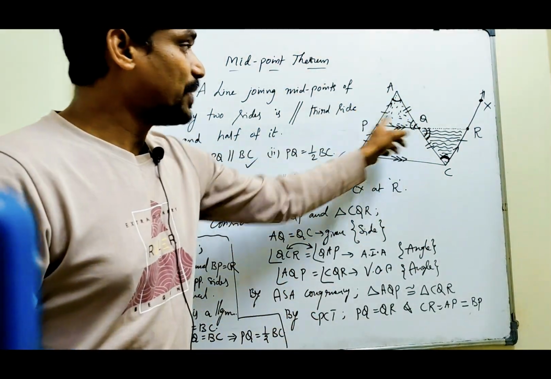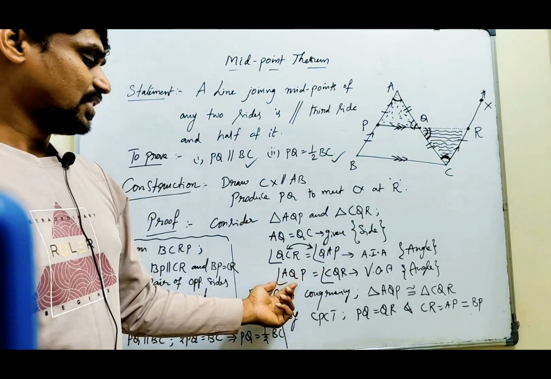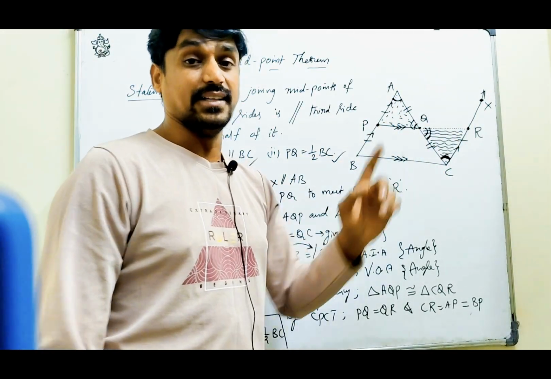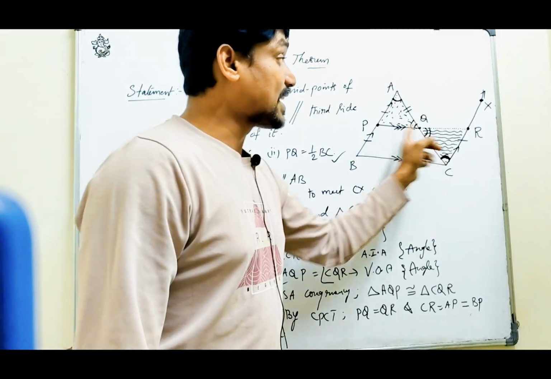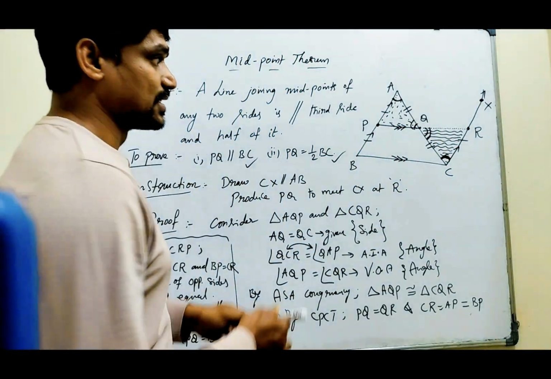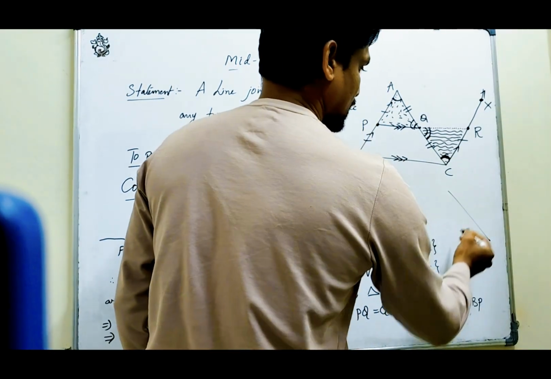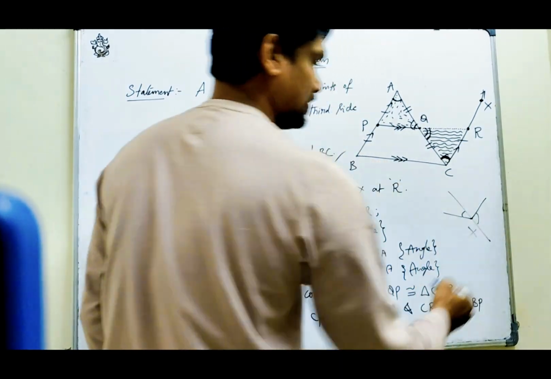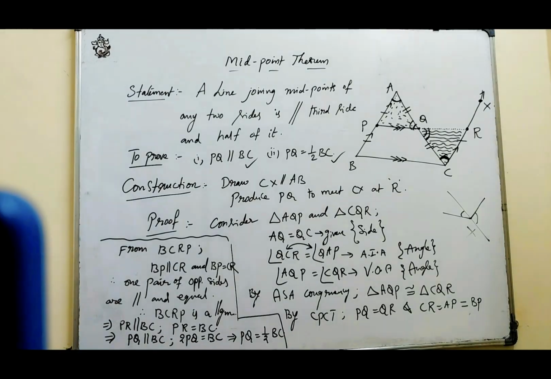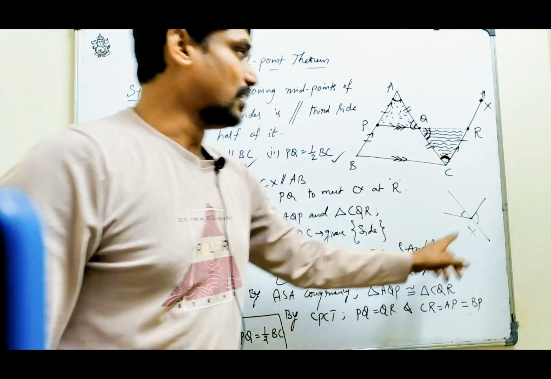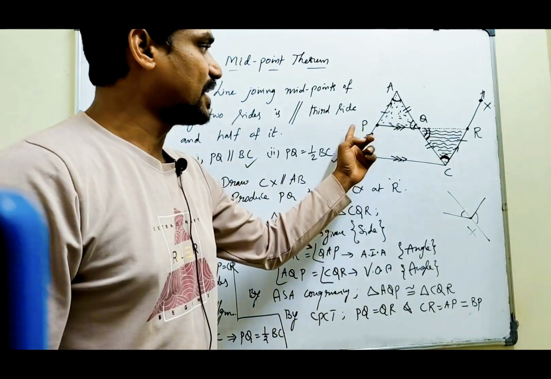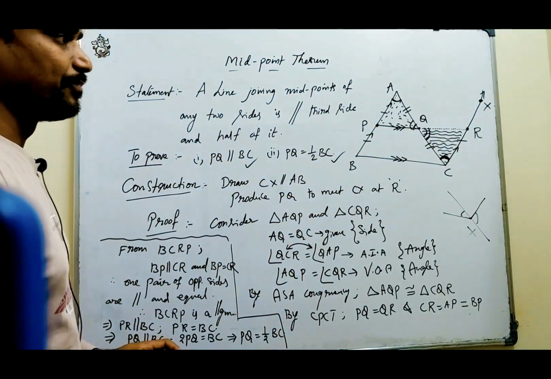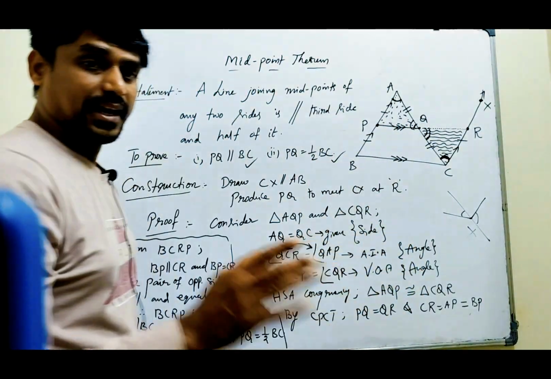Next, AQP is equal to CQR, vertically opposite angles, because these two are straight lines. Remember, both should be straight lines; that's why they are vertically opposite angles. Otherwise, if one is a straight line but the other is not, then these two angles are not equal. Now AC is a straight line and PR is a straight line, therefore these angles are vertically opposite angles, so they are equal. So we got another angle.